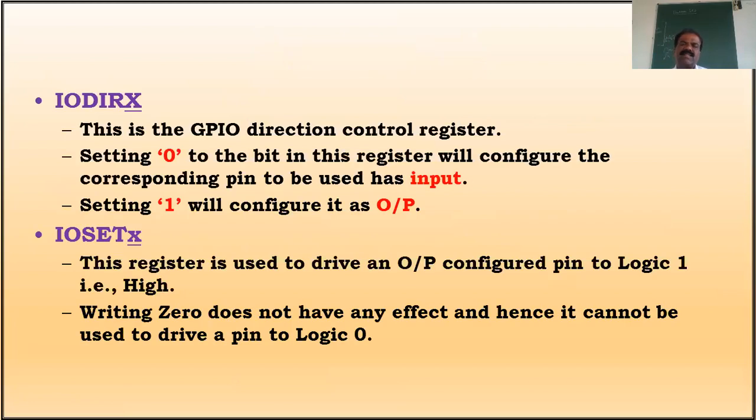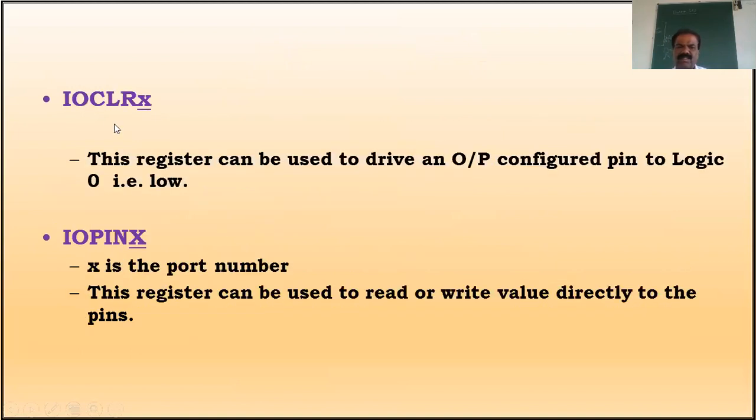In the last lecture, I explained about the IO direction register, IO set register, IO clear, and IO pin register. I will not explain them again here; you can go through the previous video for those things. Now I'm going to explain the circuit diagram.